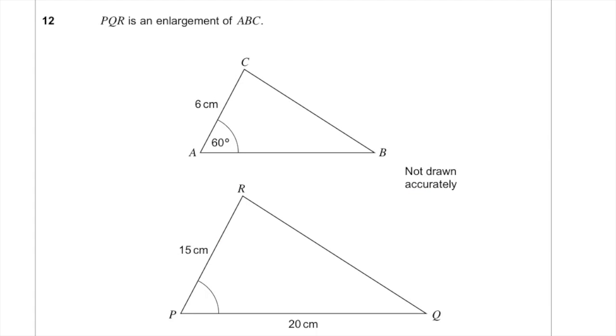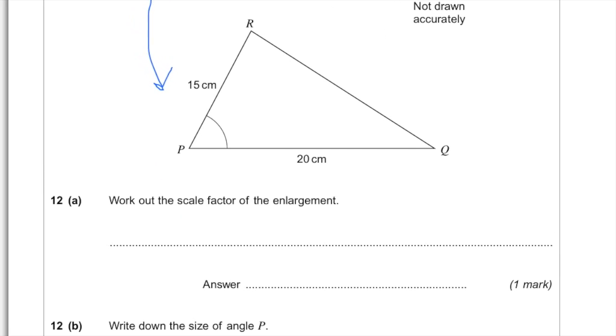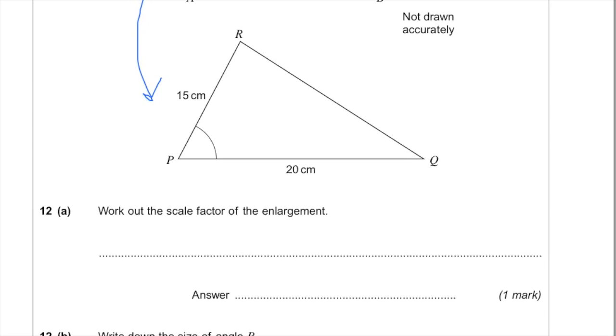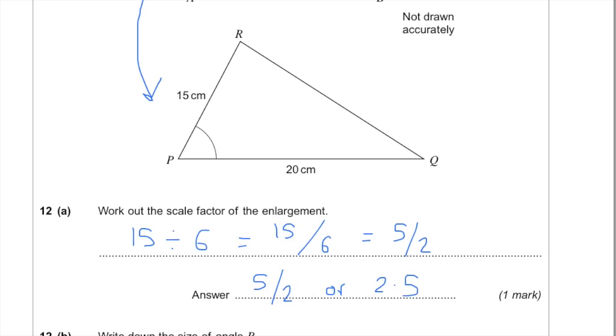Question 12. Triangle PQR is an enlargement of triangle ABC. Work out the scale factor of the enlargement. So the scale factor is taking us from 6 centimetres through to 15 centimetres. So to work out the scale factor of the enlargement, we need to do 15 divided by 6, or 15 over 6, which simplifies down to 5 over 2, so that's the answer, 5 over 2 or 2.5.